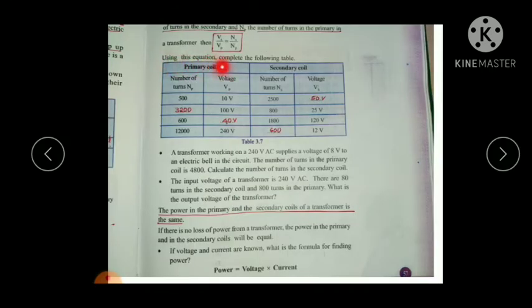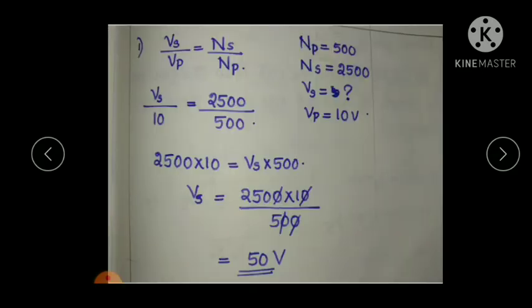Using this equation, complete the following table. Details of the primary coil and secondary coils are given. We have to complete this table. So Np is given 500, Vp is given 10, Ns is given 2500, and we have to find Vs. So using this equation, we have to find Vs. So let us see. Np, Ns, Vp are given, Vs is not given.